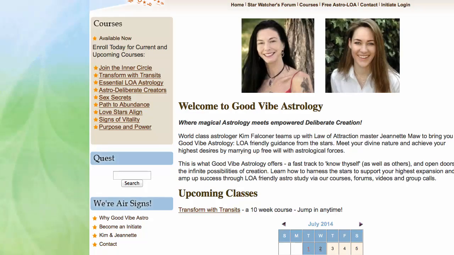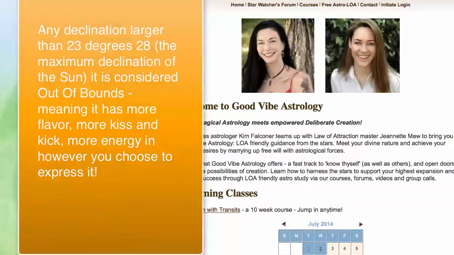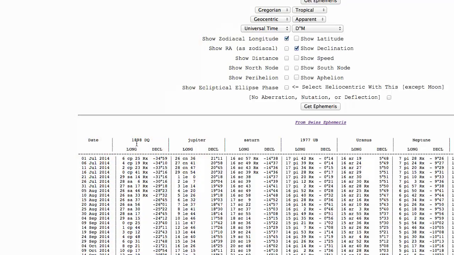So what you can do now is go to astro.com or your favorite astrological software and find out where all your planets are in terms of declination. If you see any declination larger, whether north or south, larger than 23 degrees 28, it's considered out of bounds. Out of bounds. We can see an example of out of bounds here in the ephemeris. I pulled up Eros because asteroids tend to go out of bounds because their orbits are so wild. They get way, way up north and way, way down south.